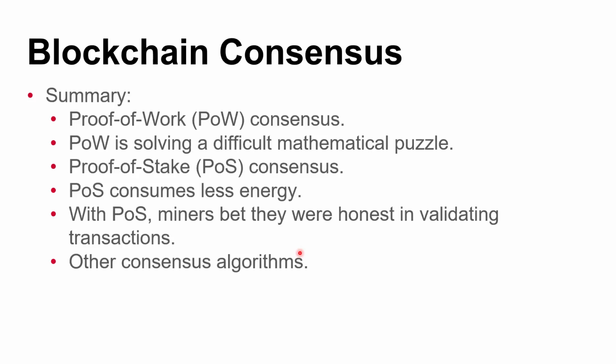So we discussed again, in summary, our proof of work consensus. Proof of work is solving a very difficult mathematical puzzle. The important things to take away from here are definitely proof of work and proof of stake. The other algorithms are important, but proof of work is very popular right now, and it is in use. And proof of stake seems to be the consensus algorithm that a lot of blockchains are moving toward.